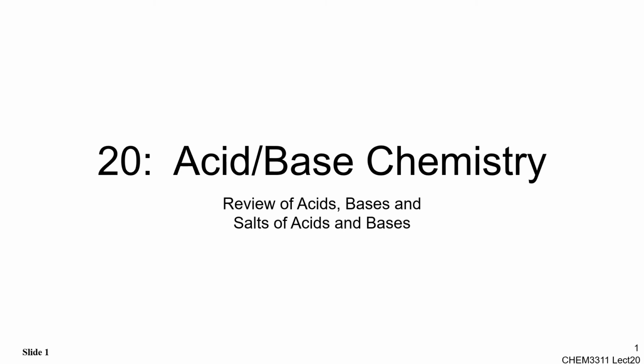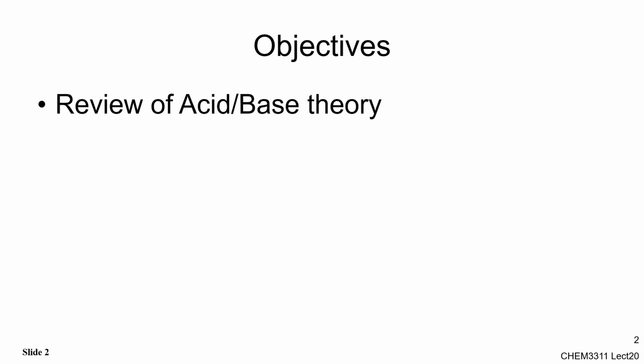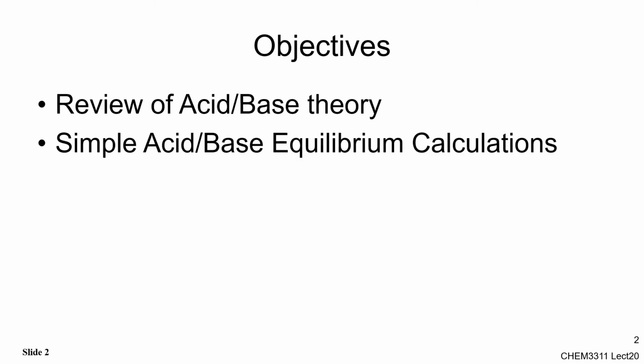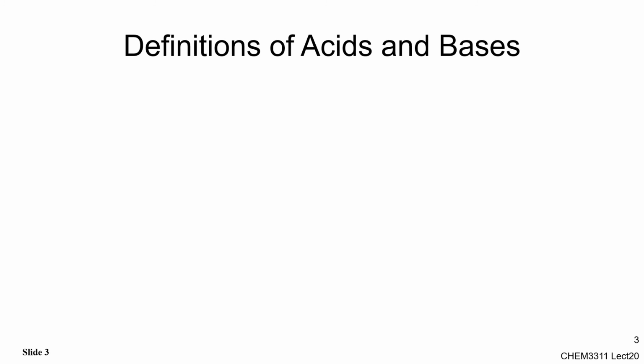This is lecture 20. In this lecture, we will review acid-base chemistry, and we'll talk about it in terms of the general chemistry level. The objectives for this presentation are the review of basic acid-base theory, simple acid-base equilibrium calculations. So, our simple theory, definitions of acids and bases.